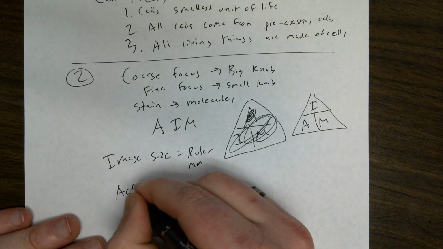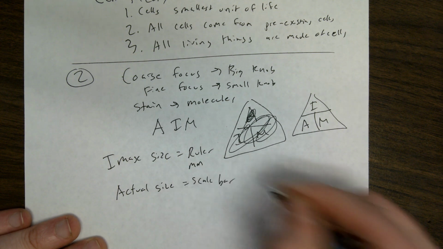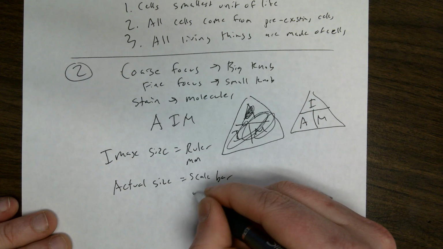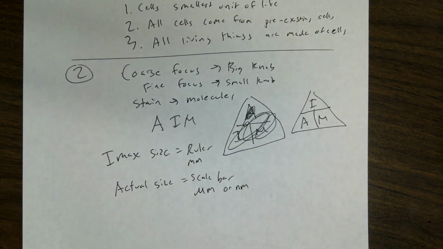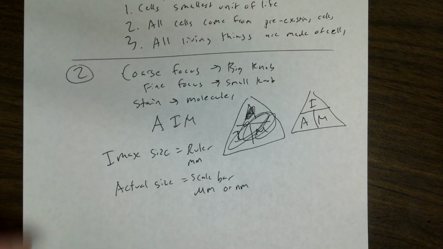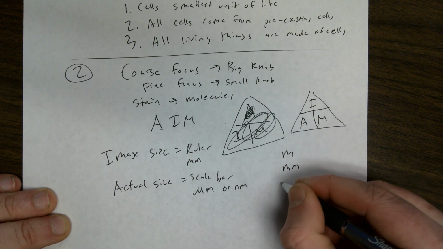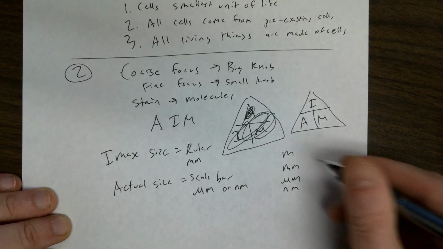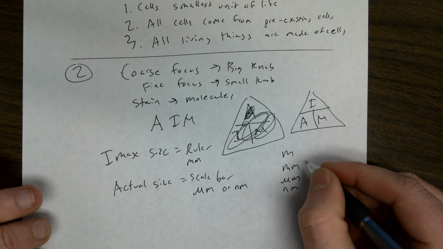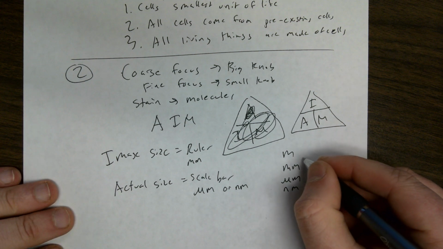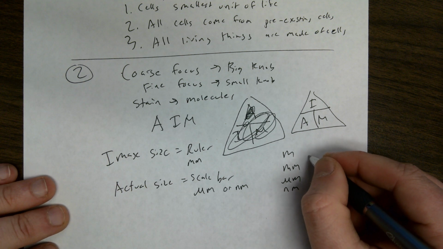For actual size, we typically get this from a scale bar, or you could be asked to calculate it, but it often comes from a scale bar. It's typically in micrometers, or rarely nanometers. The reason we use millimeters is because it works like this. You have meters, millimeters, micrometers, and nanometers, and they're all 1,000 apart. If you have something in meters and you want it in millimeters, you multiply by 1,000, and going the other way, you divide by 1,000.